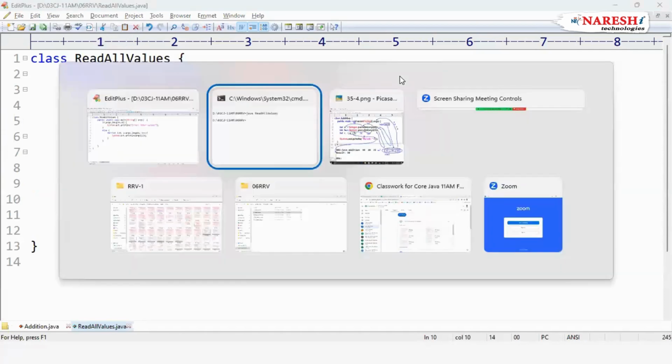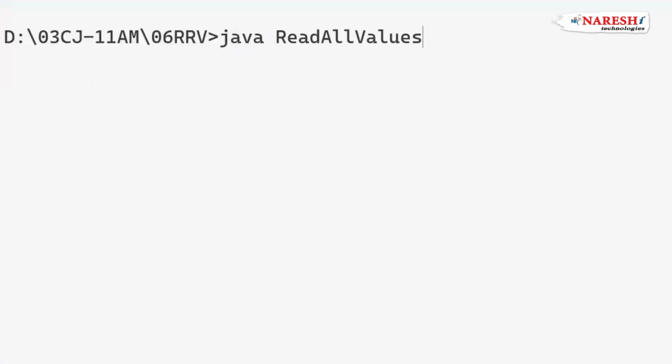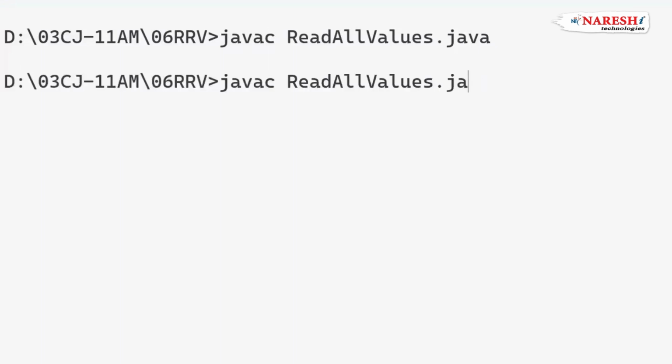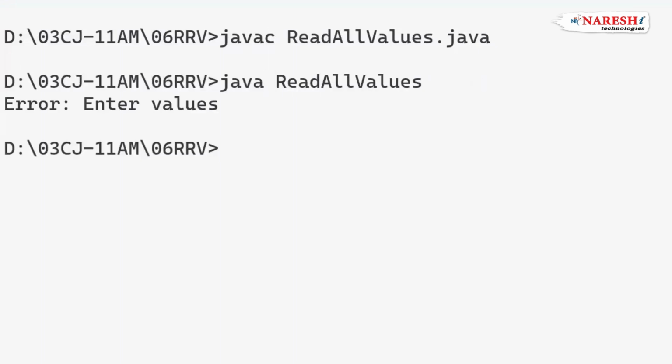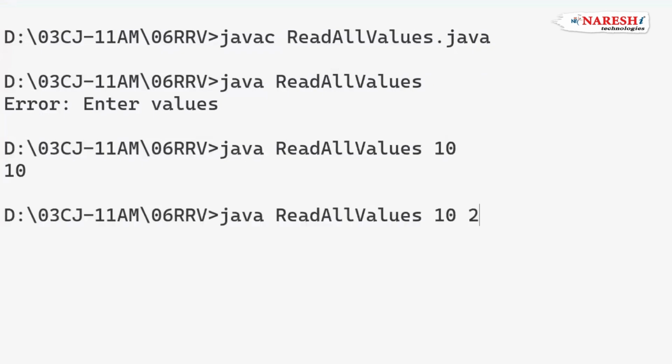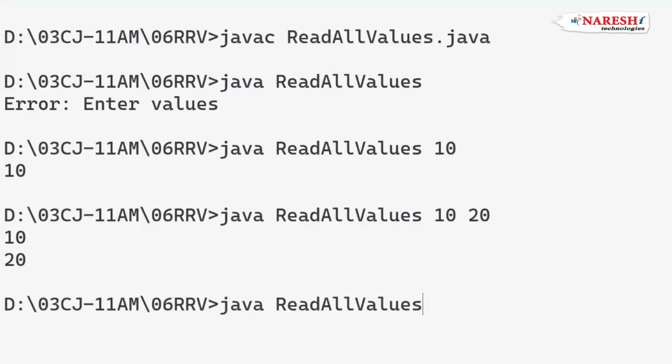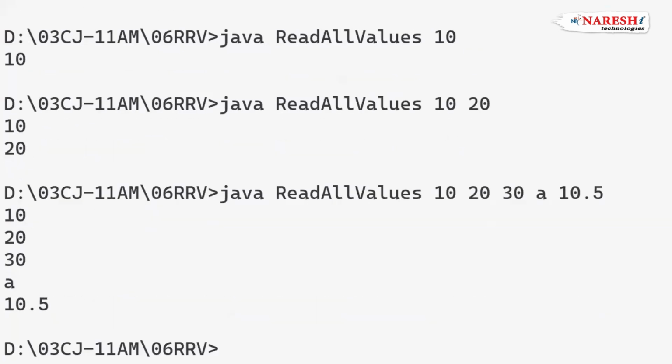Okay, now sir, with this modified code, let's see what happened. Javac, ReadAllValues.java, compile. Execute. Error, enter values. Okay. Enter values 10, 10, 20, 20. Enter all values.